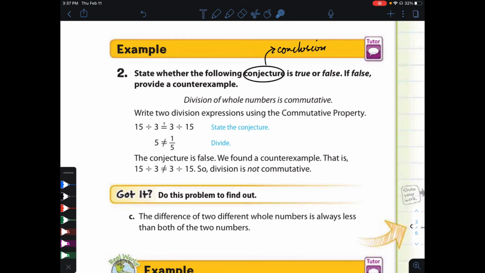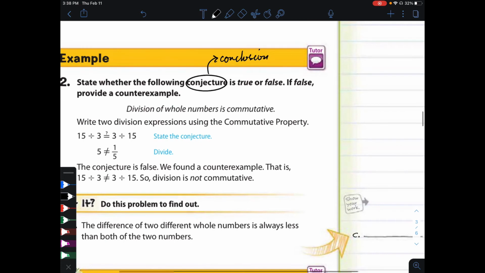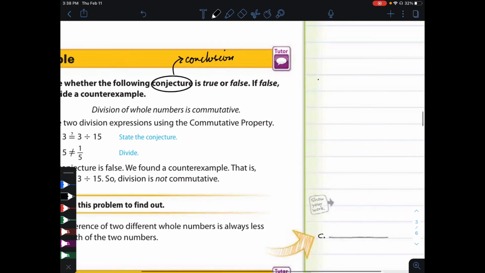So 15 divided by 3 is not equal to 3 divided by 15. So division is not commutative. Remember that division is not commutative. So when I say 1 divided by 5, it is not the same as 5 divided by 1, which is a basic misconception.